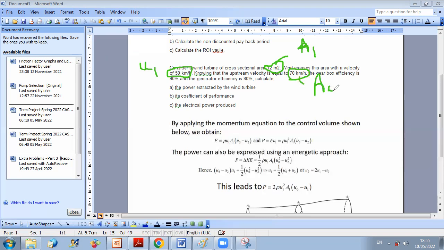In the course material, we have seen that the extracted power expression is given by the following formula, as a function of U0 and U1, which is 2 rho U1 squared A1 times U0 minus U1. We have all parameters here, so we can calculate this power.